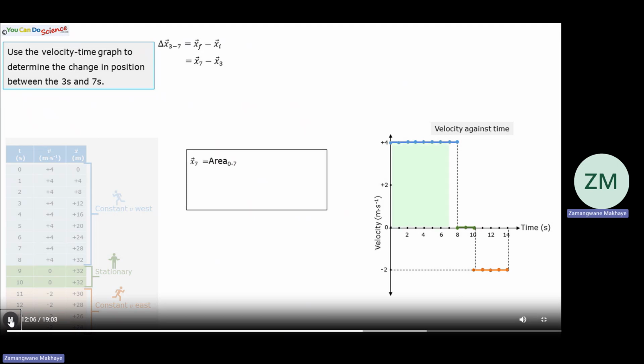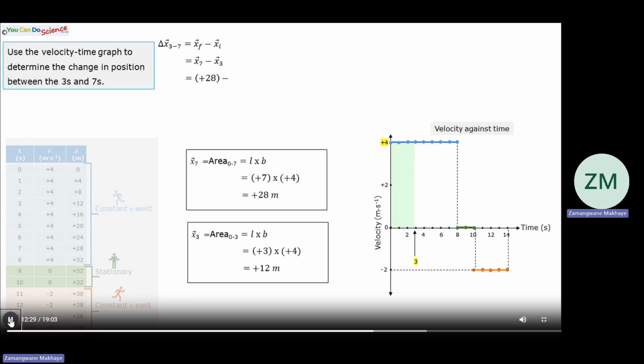The position at 7 seconds is the area under the graph from the reference point up to 7 seconds. The equation to calculate the area of a rectangle is length times breadth. Read the values from the graph. Complete the calculation.